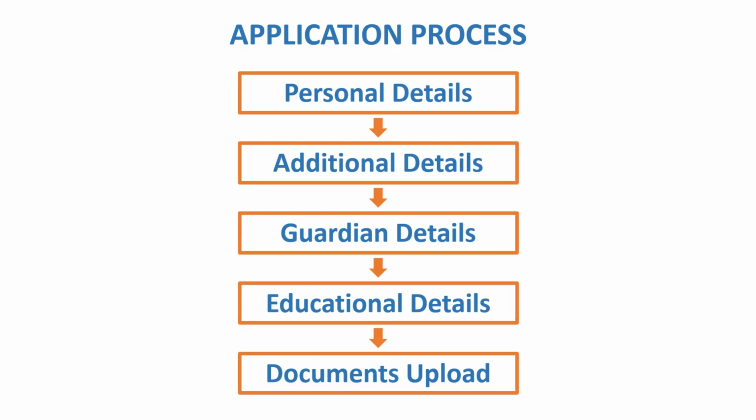From here, you are only 5 steps away from completing your application. Those 5 steps are personal details, additional details, guardian details, education details, and documents upload. Let us go through each one.